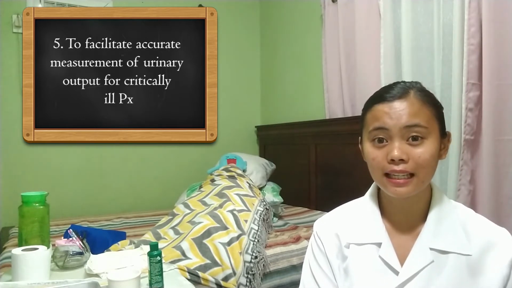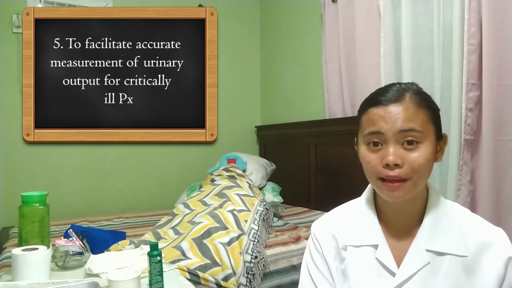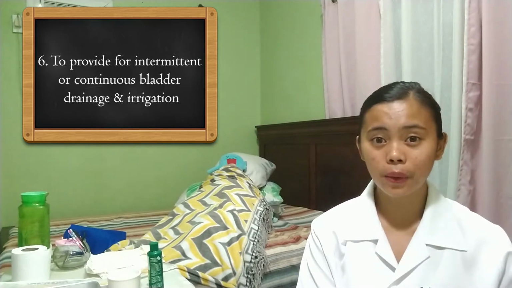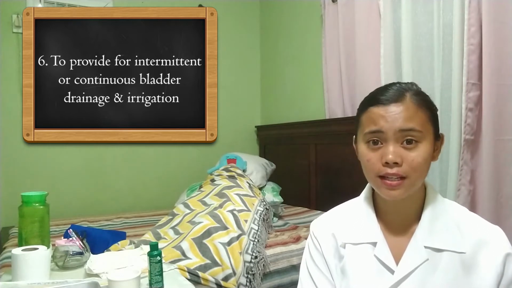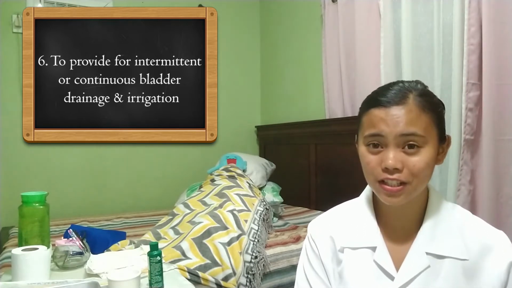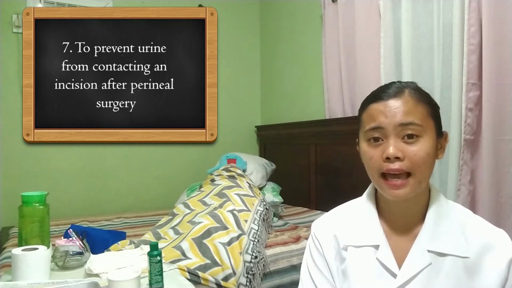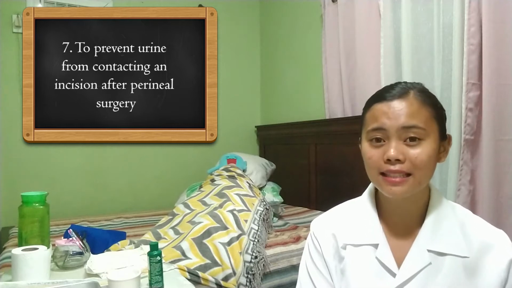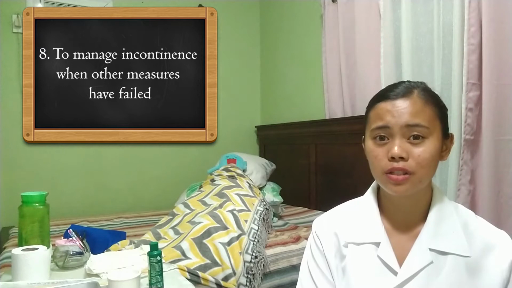Next is to facilitate an accurate measurement of urine output for critically ill patients whose urine output must be monitored hourly. Also, this procedure provides for intermittent or continuous bladder drainage and irrigation. In addition to that, catheterization also prevents the urine from contacting an incision after the perineal surgery. And lastly, it is used to manage incontinence when all other measures have failed.